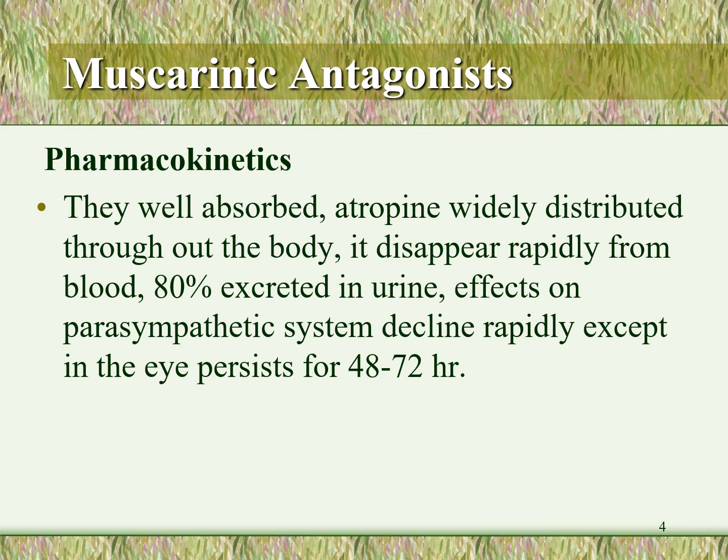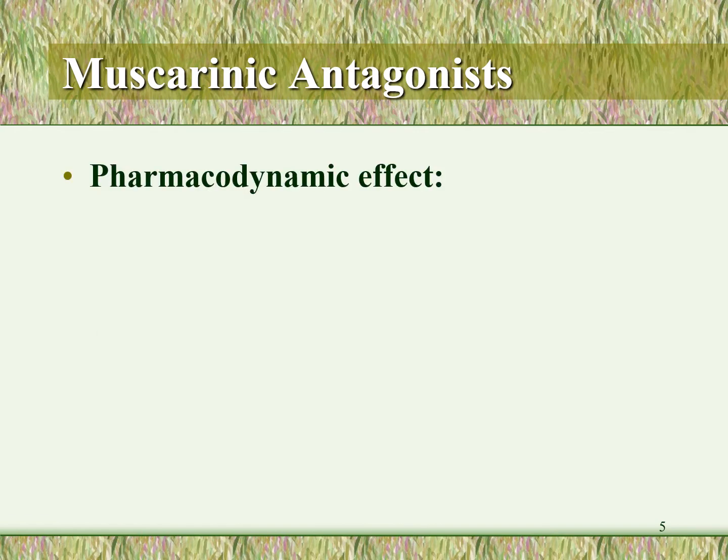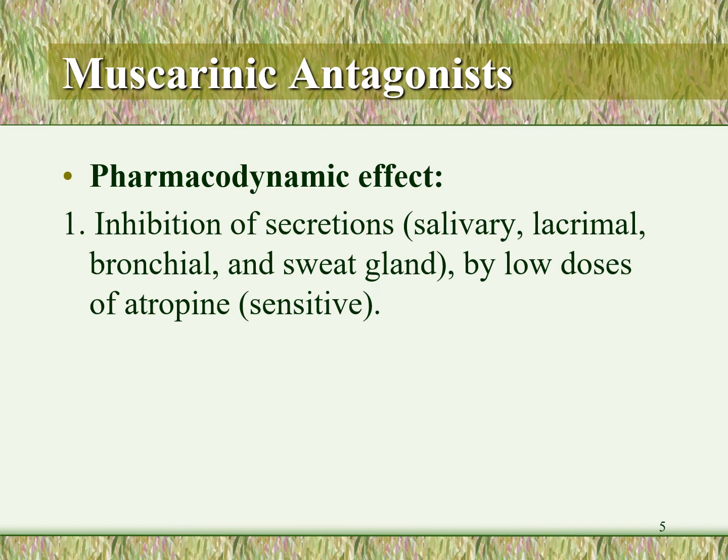It is used in eye drops because, as you will see in the pharmacodynamic effects, it can produce mydriasis, so it is used for examination of the eye. The pharmacodynamic effects of muscarinic antagonists: first, inhibition of secretion, and this is a very sensitive effect. So one of the famous side effects of these drugs is dry mouth, because they inhibit salivation. They inhibit salivary secretion, lacrimal secretion, bronchial secretion, and sweat. They inhibit the secretion of the sweat glands even at low doses, so this is a very sensitive effect of atropine.